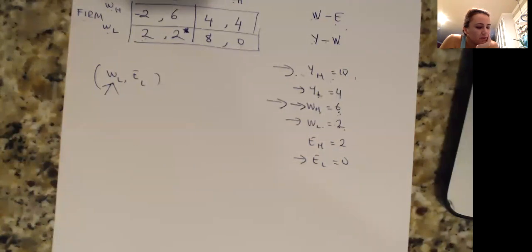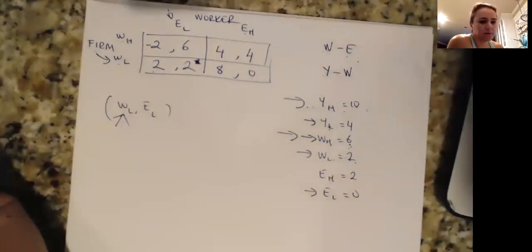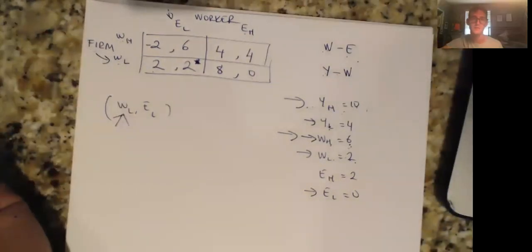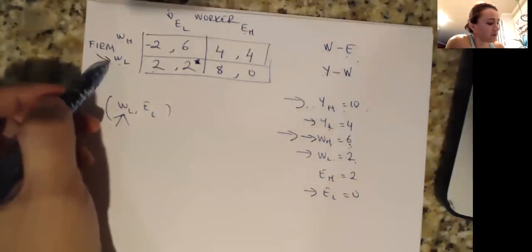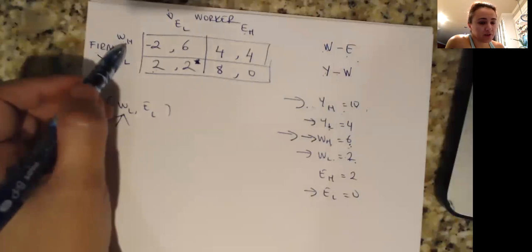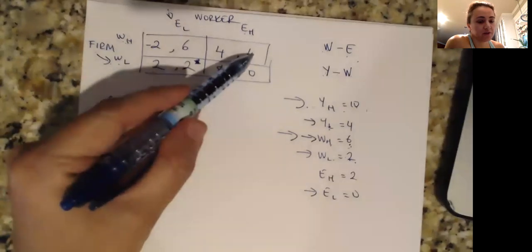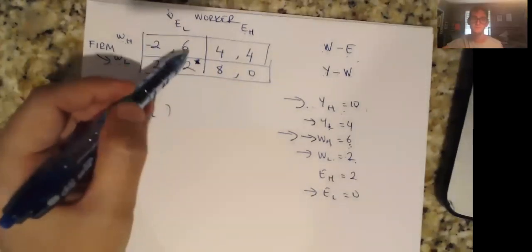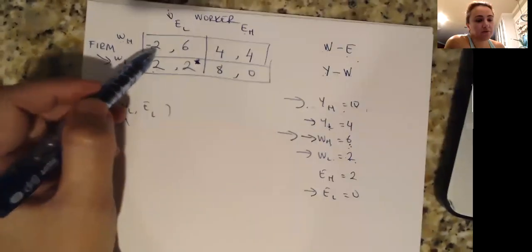You can see that the firm has a strictly dominant strategy. Why do you think that the firm is playing WL? Because they pay less? No, because they know that if they pay WH, then the worker is not going to choose EH. The worker is going to choose EL. And the firm is going to end up getting -2.